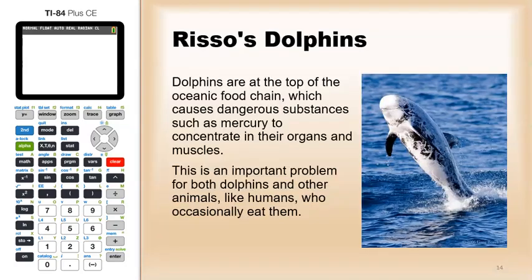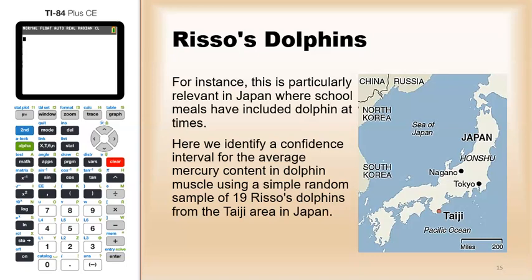Dolphins are at the top of the oceanic food chain, which causes dangerous substances such as mercury to concentrate in their organs and muscles. This is an important problem for both dolphins and other animals like humans who occasionally eat them. For instance, this is particularly relevant in Japan, where school meals have included dolphin at times.